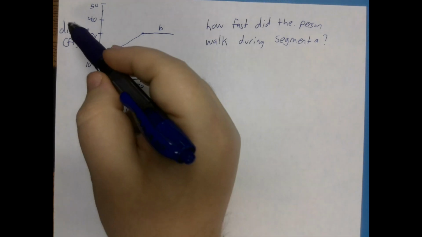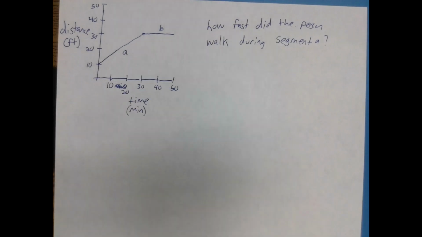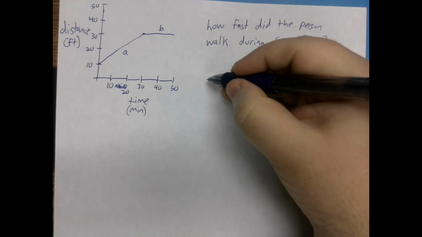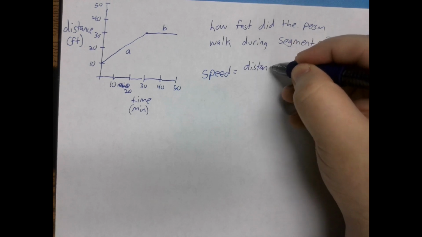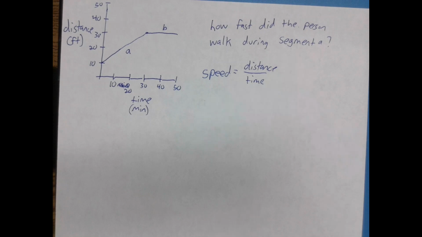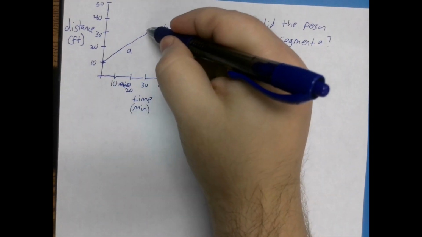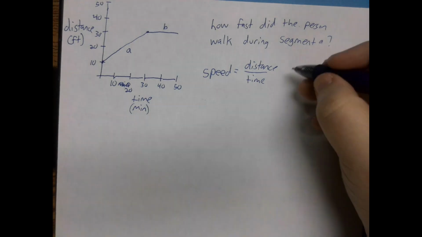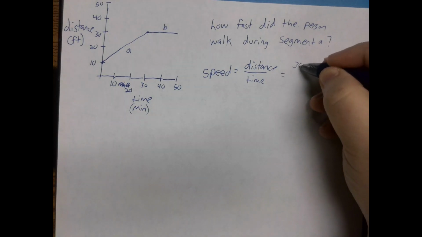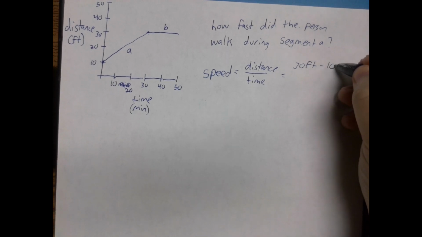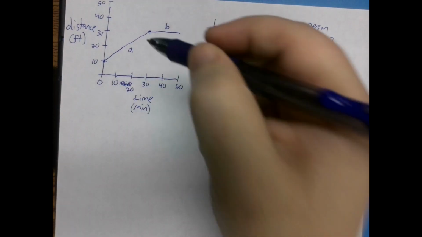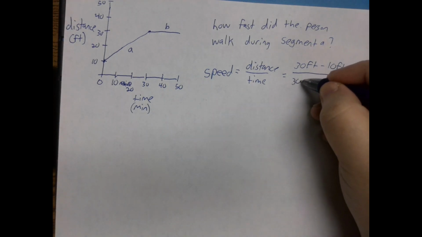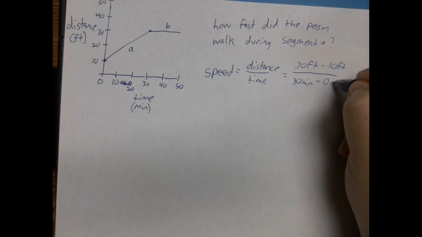So if we have a distance time graph, the slope is going to be our velocity or speed. We can also look at the equation. Speed is equal to distance over time. So they started at 10 feet and they moved to 30 feet. So we would do 30 minus 10. And they started at 0 minutes and it took them 30 minutes to go that distance. So we would do 30 minutes minus 0 minutes.